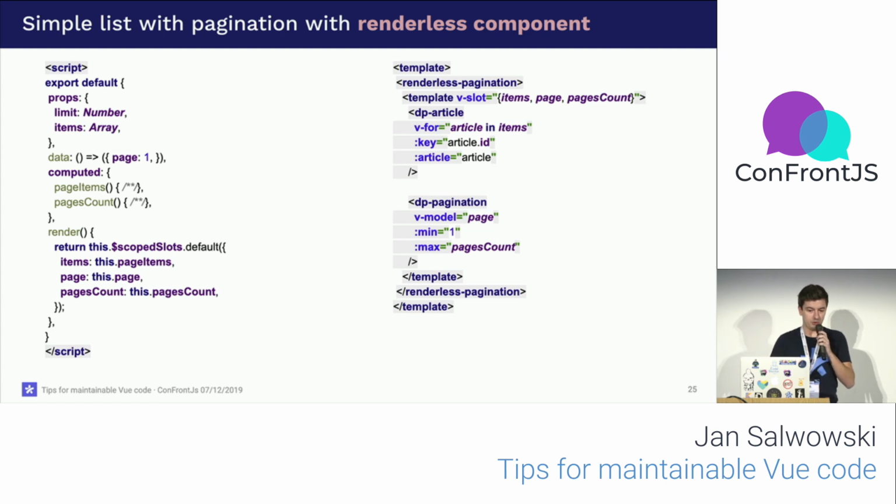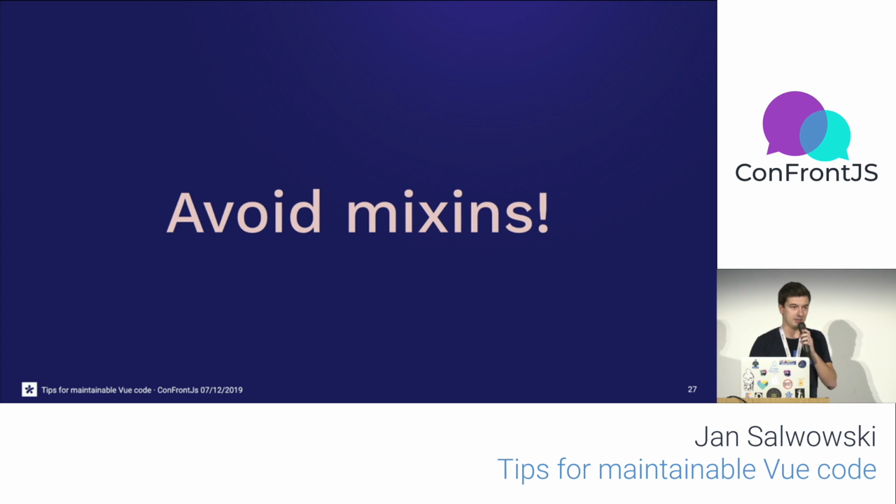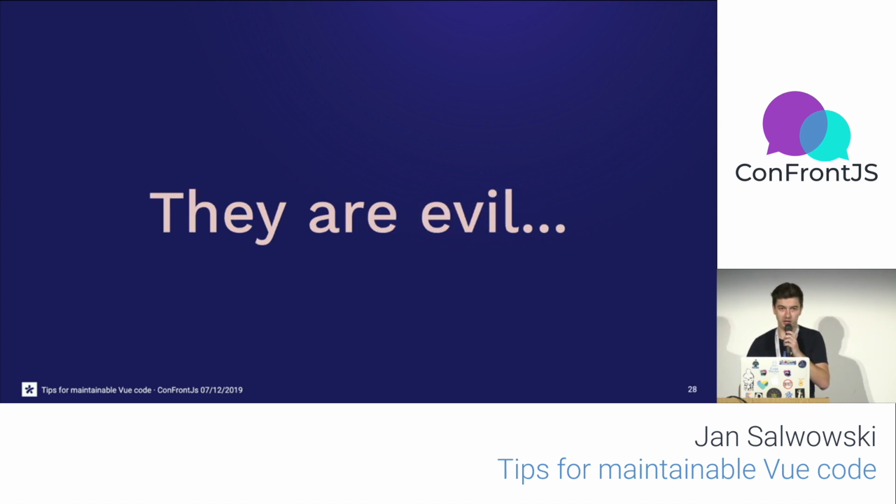You have only some render function, things that you pass to it, and then you use it. You don't want the pagination? Don't add it. You can only render the list, and you can deal with any use cases. Then you should improve, refactor, add features, etc. But avoid mixins. They are evil, really. They are like two planes colliding.